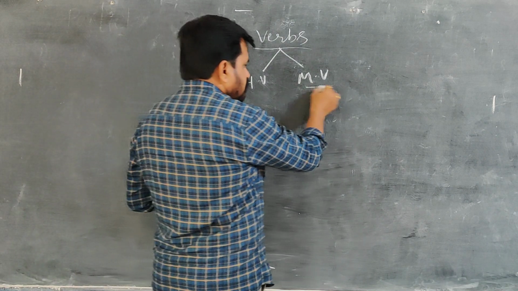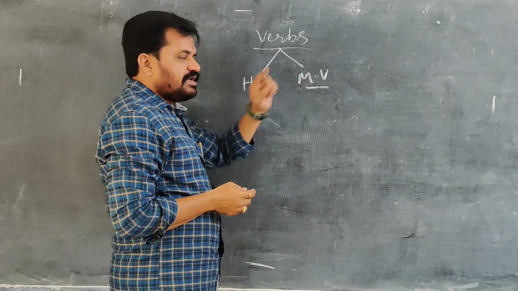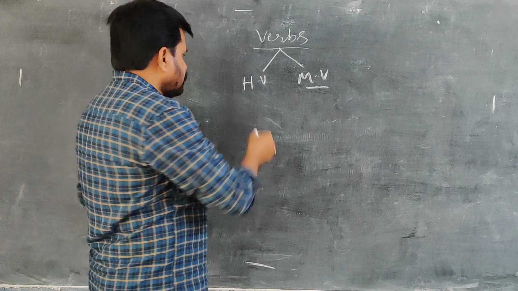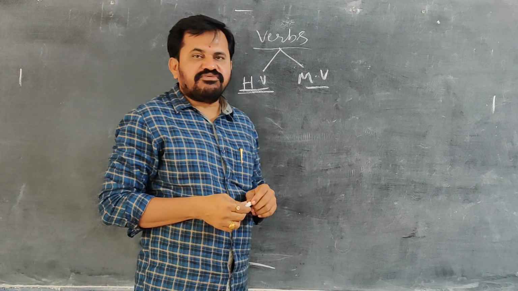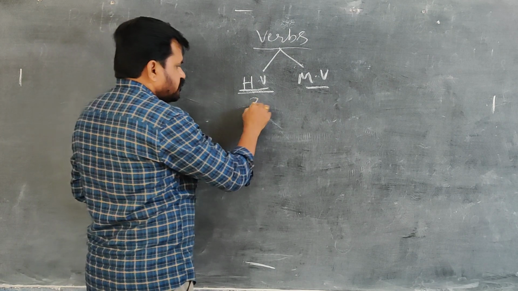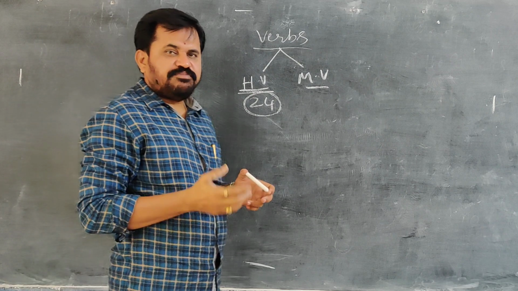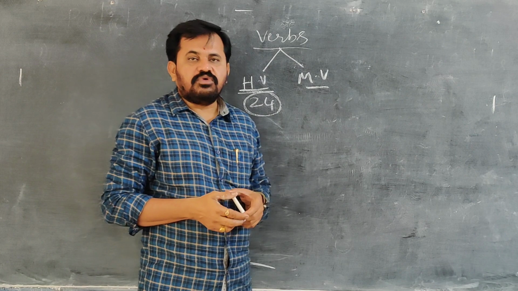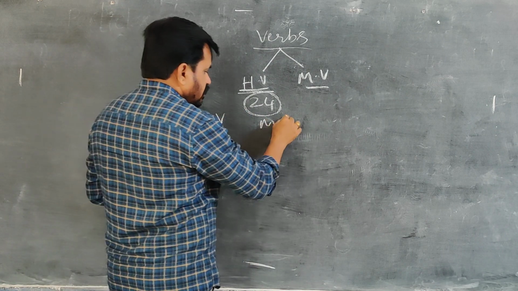There is no limit in this. What I mean to say is, there is no limit regarding these main verbs, whereas for helping verbs, there is a limit. Helping verbs are 24 in total. These helping verbs are called auxiliary verbs, modal auxiliary verbs.